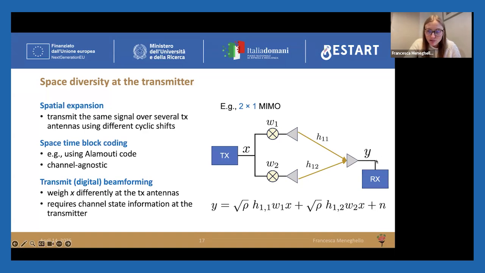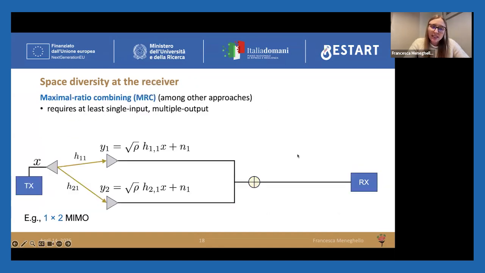And at the output, we will have a signal that combines the 2 transmitted signals in order to improve the SNR. So we will have a higher chance to decode this signal with respect to transmitting only a single copy. The same can be applied at the receiver.